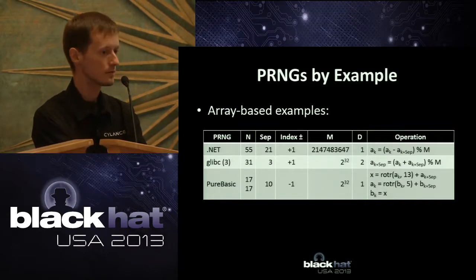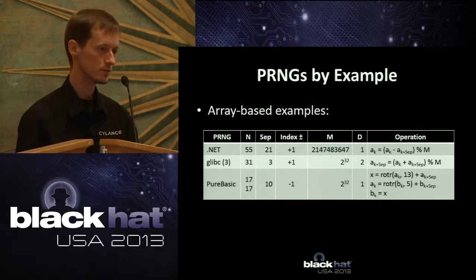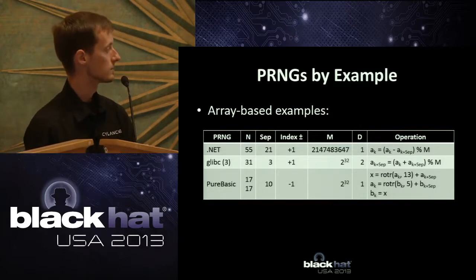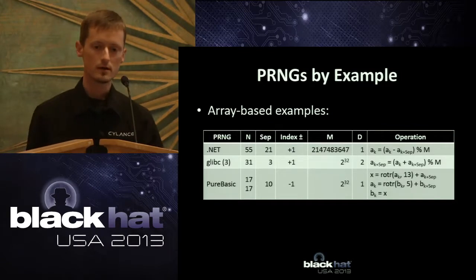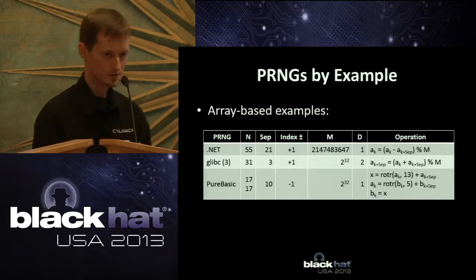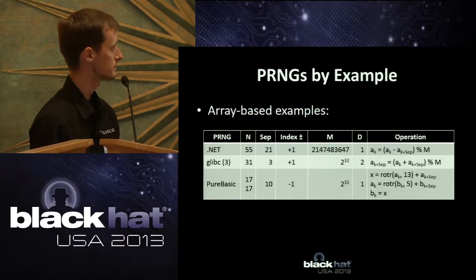glibc, type 3, the default RAND nowadays, also array-based, an array of 31, with a separation. A couple of interesting things: it adds numbers, whereas .NET was subtracting them, and it adds an earlier number to a later number. There's a separation of 3 there, but because they did it that way, it's effectively a separation of 28, 31 minus 3.